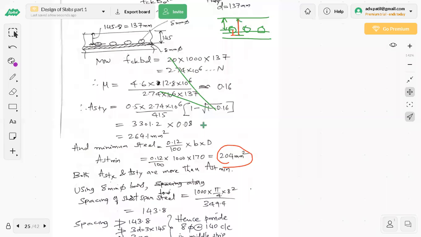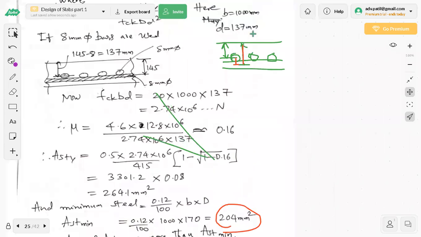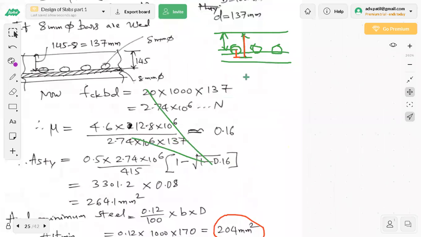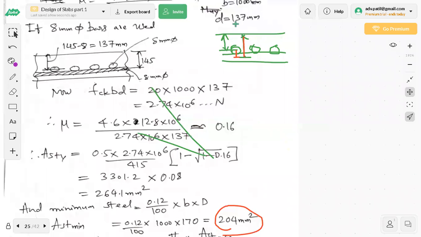D is different because I have already told you, because of this diagram. These are the main bars along the X direction. Circles are main bars along the Y direction. So for the bars which are running along the Y direction, this D should be taken. So subtract 8. So 145 minus 8 should be taken. So 137.